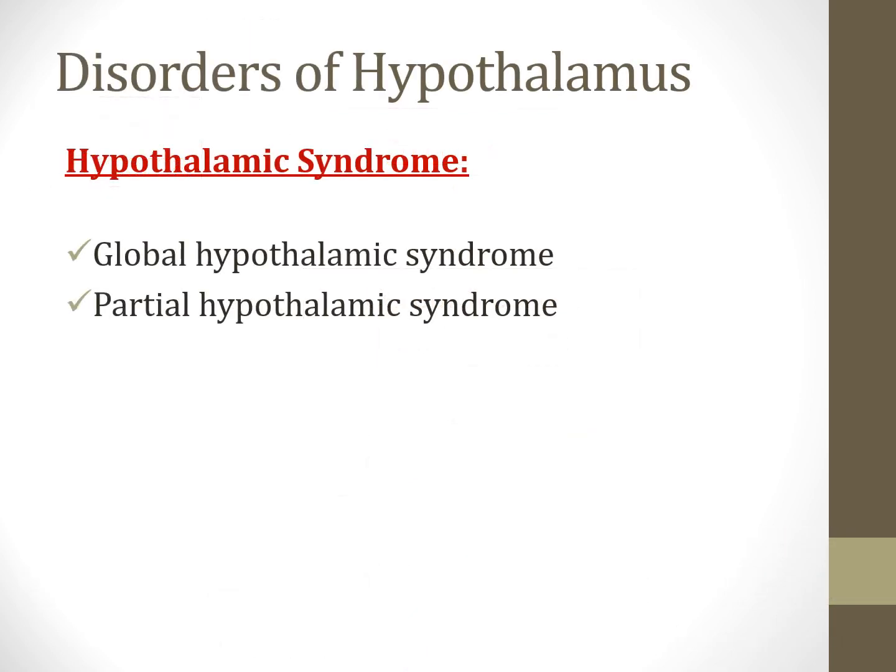Now almost done. We are moving to the disorders of the hypothalamus. Whenever there is any lesion in the hypothalamus, it could be a hypothalamic syndrome, either partial or with the complete hypothalamus affected. Generally it is called hypothalamic syndrome. If the full portion of the hypothalamus is affected, it is called global, and if only a part of the hypothalamus is affected, it is called partial hypothalamic syndrome.